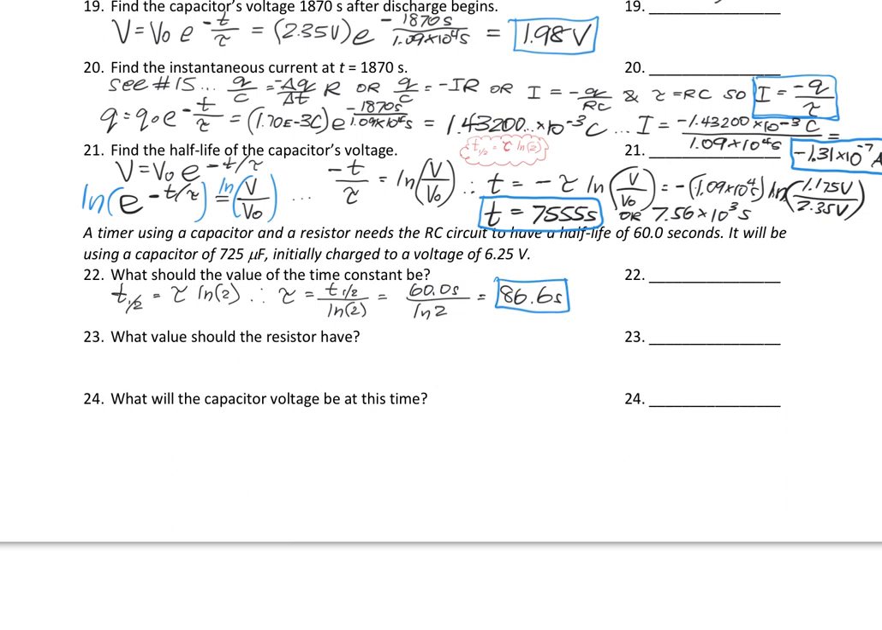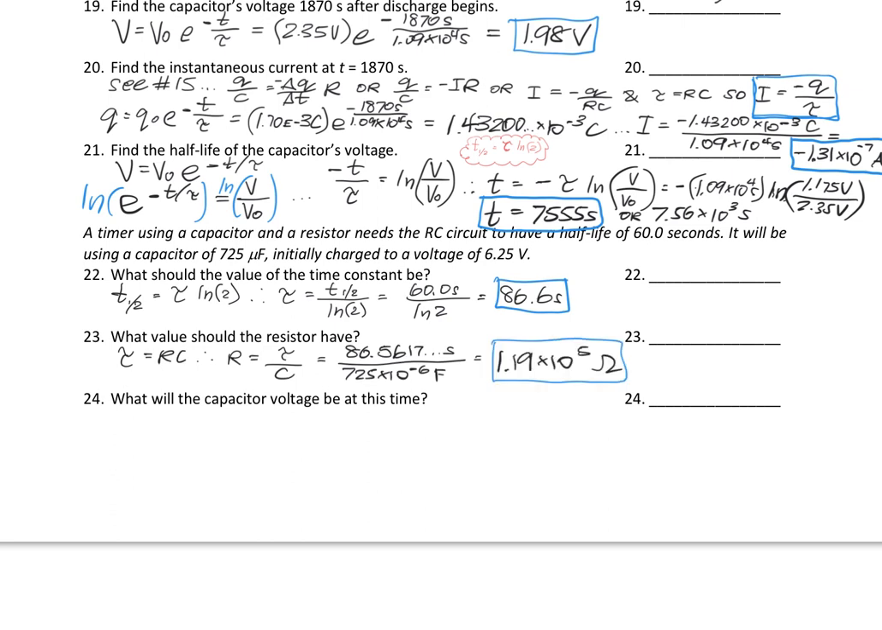What value should the resistor have? Well, the time constant equals RC. So that 86.6 is actually 86.5617, etc., but I divide by the capacitance and I get 119,395, so that's 1.19 times 10 to the 5 ohms for the resistor.